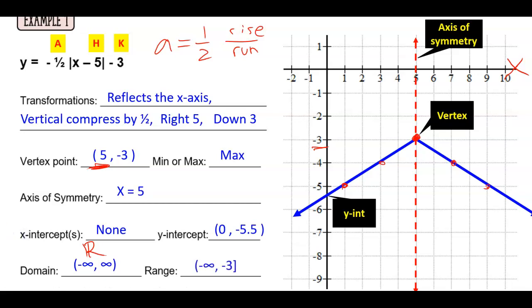Now, I want you to try number 2. I'm going to give you 5 minutes, and we're going to check and see if you got the right answers, right? All right, here we go. Start.